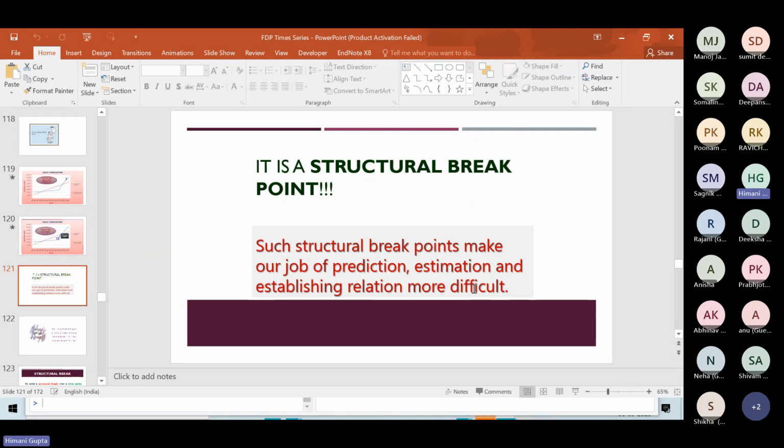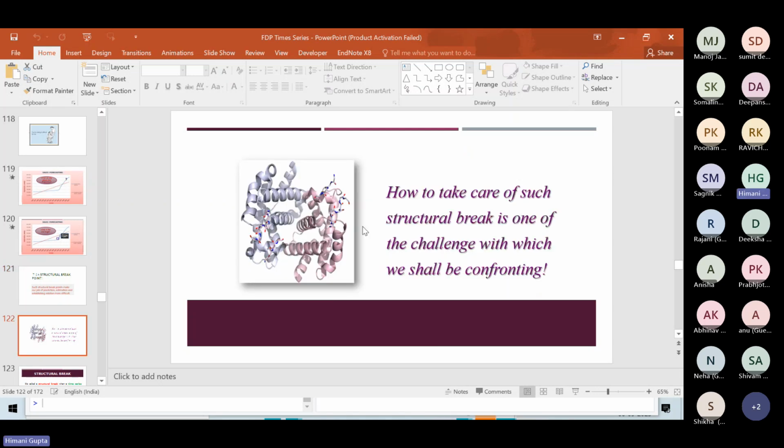So in theory, you will see that sometimes there is a structural break in each and every country, and sometimes there is a structural break in only a few nations or only a few stocks or only a few businesses. So that's what we have to find out, the structural breaks. Now, how to take care of such breaks is one of the challenges, which we will be learning: how to find out the structural breaks. That if structural breaks are there, what should be my data?